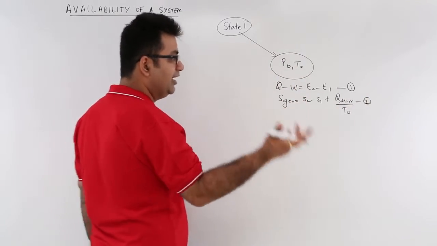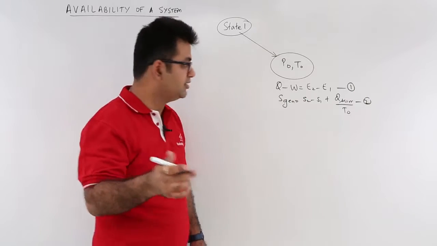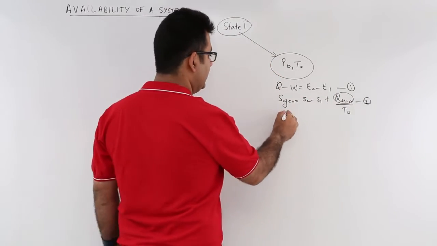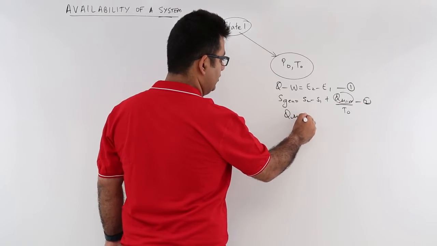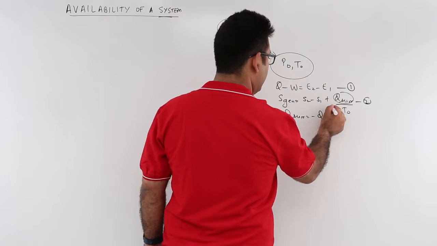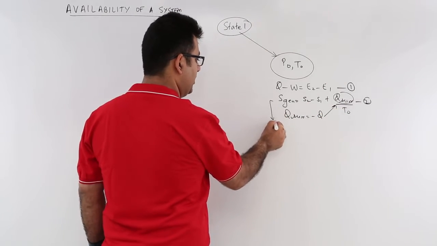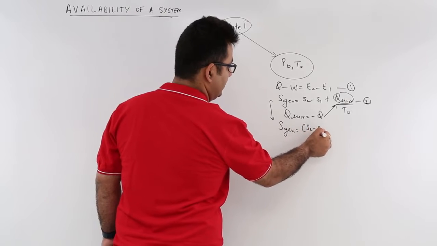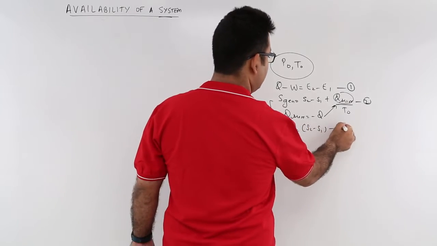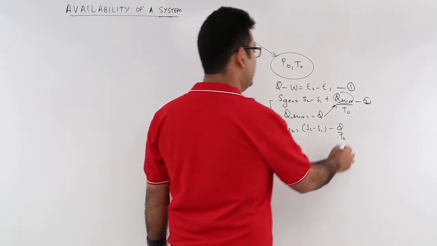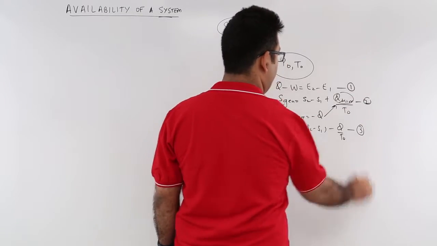Because the heat is being lost to the surroundings, this would become a negative quantity. So I can say that Q surroundings is equal to minus Q. Putting this in, the entropy generation is equal to S2 minus S1 minus Q upon T0. Let us say this is equation number 3.